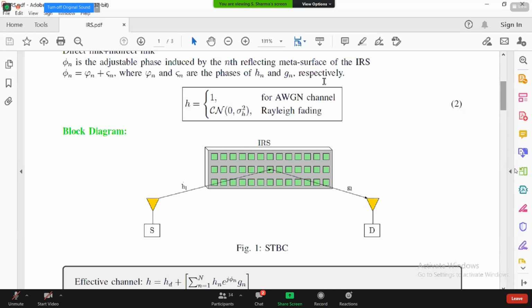So the whole idea is that suppose you have an intelligent reflecting surface that may be mounted on walls or some large building. Then the signal is reflected, and then it will reach the destination. This is the source and the destination.